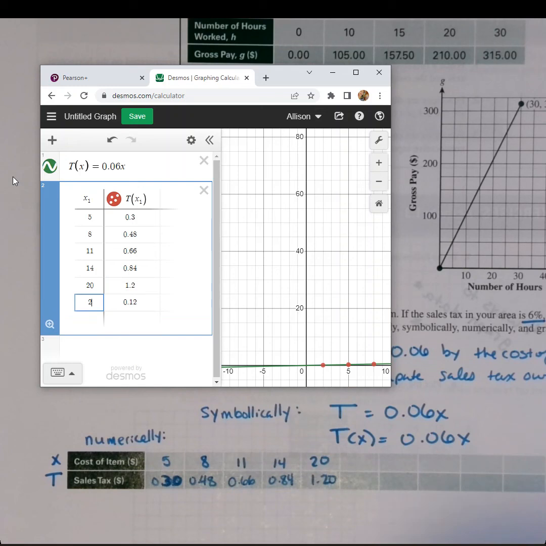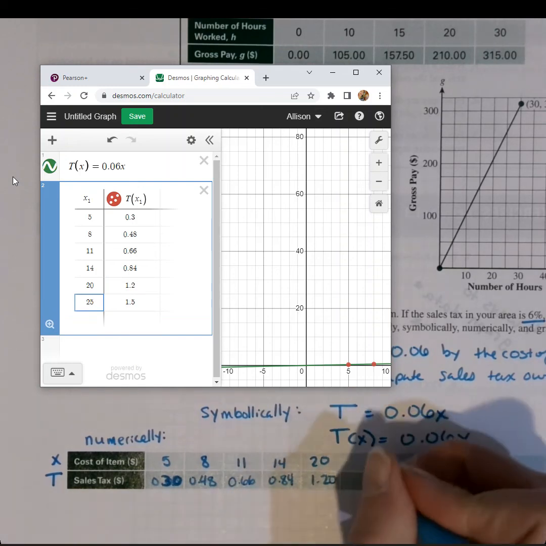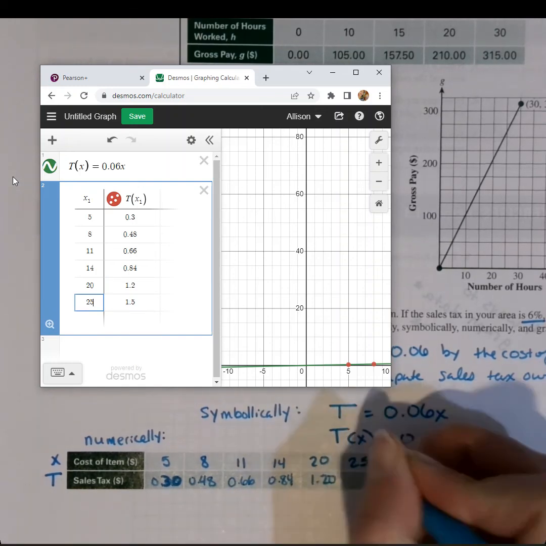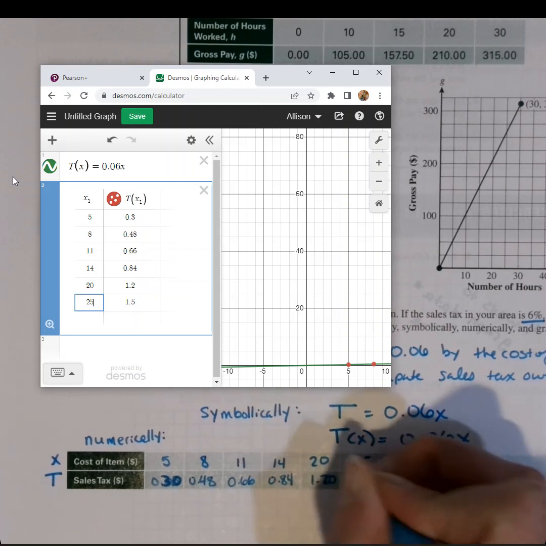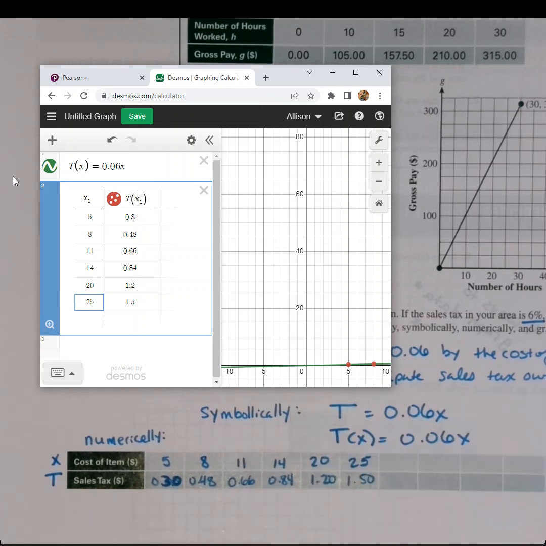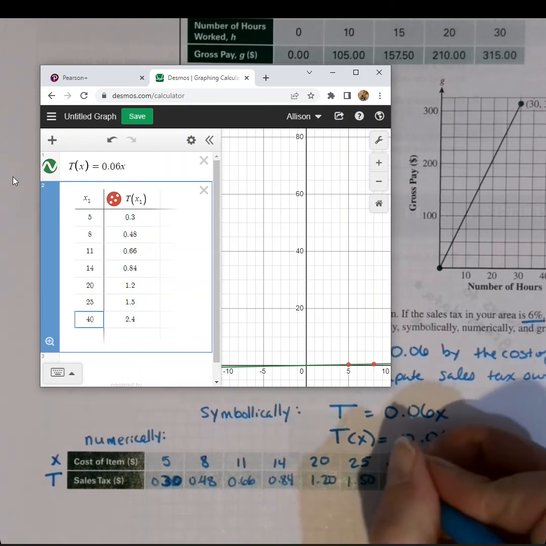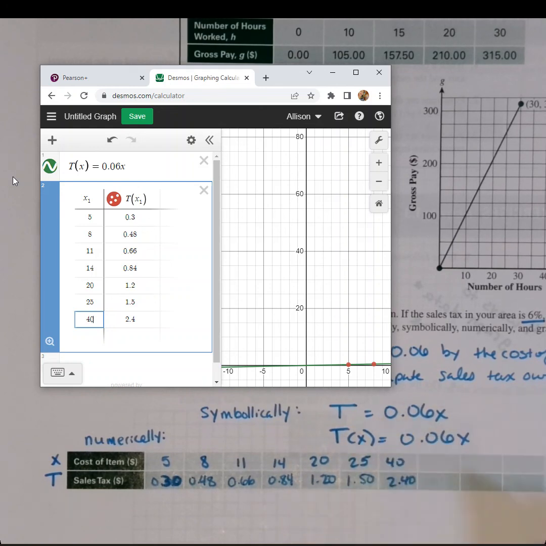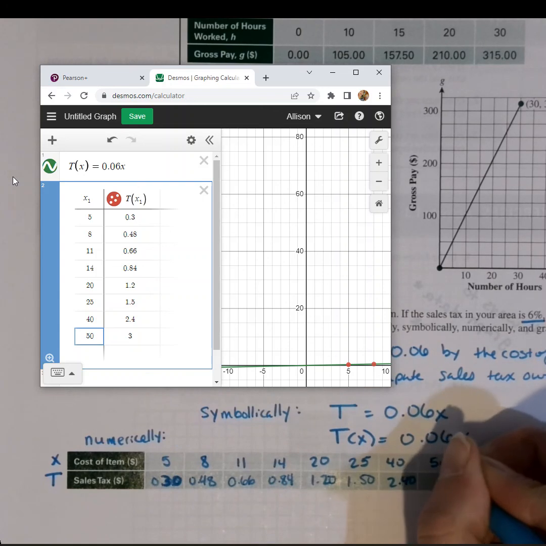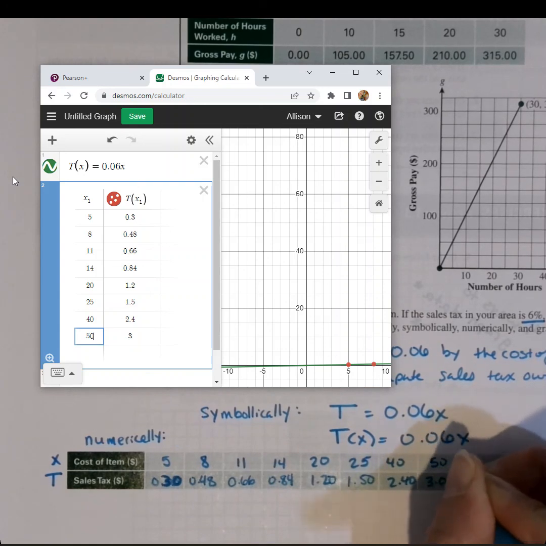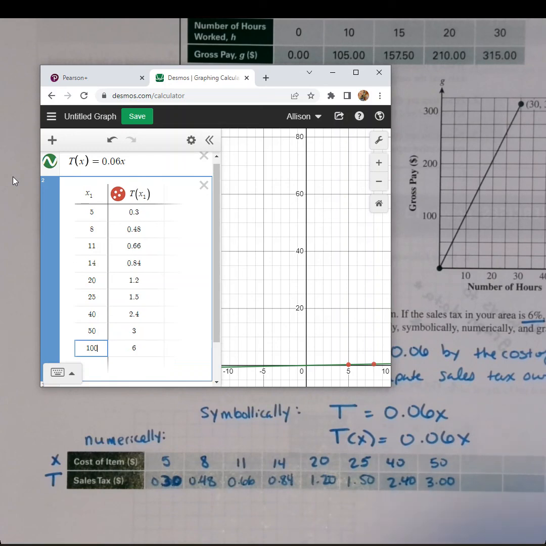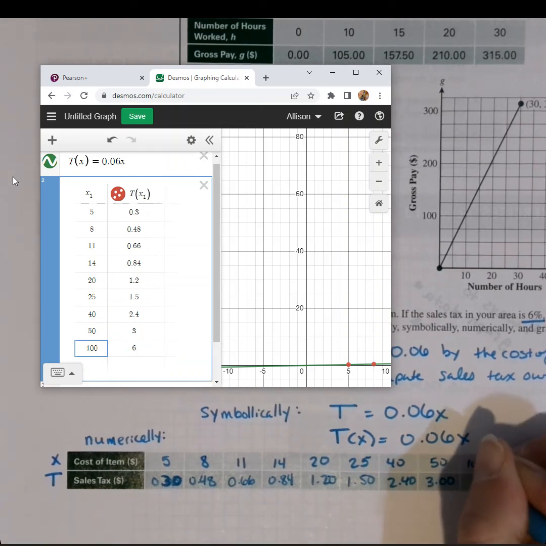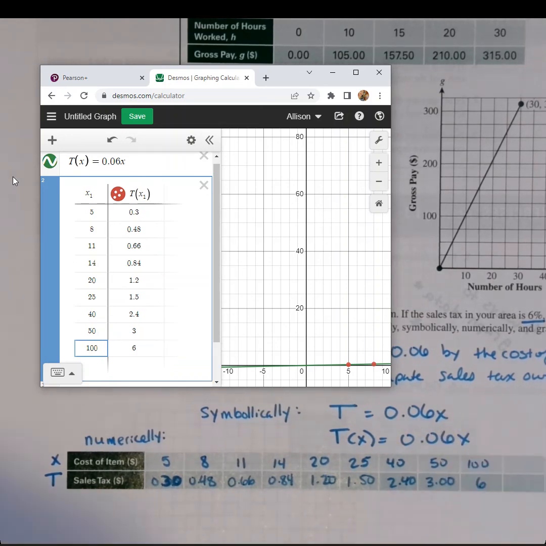Let's say it costs $25. I'm making up the inputs. There were no inputs given to me here, so I can pick whatever I want. It costs $1.50 in tax. What if it was $40? Then it would be $2.40 in tax. What if the item costs $50? Then it would be $3 in tax. What if it cost $100? Then it would be $6 in tax.